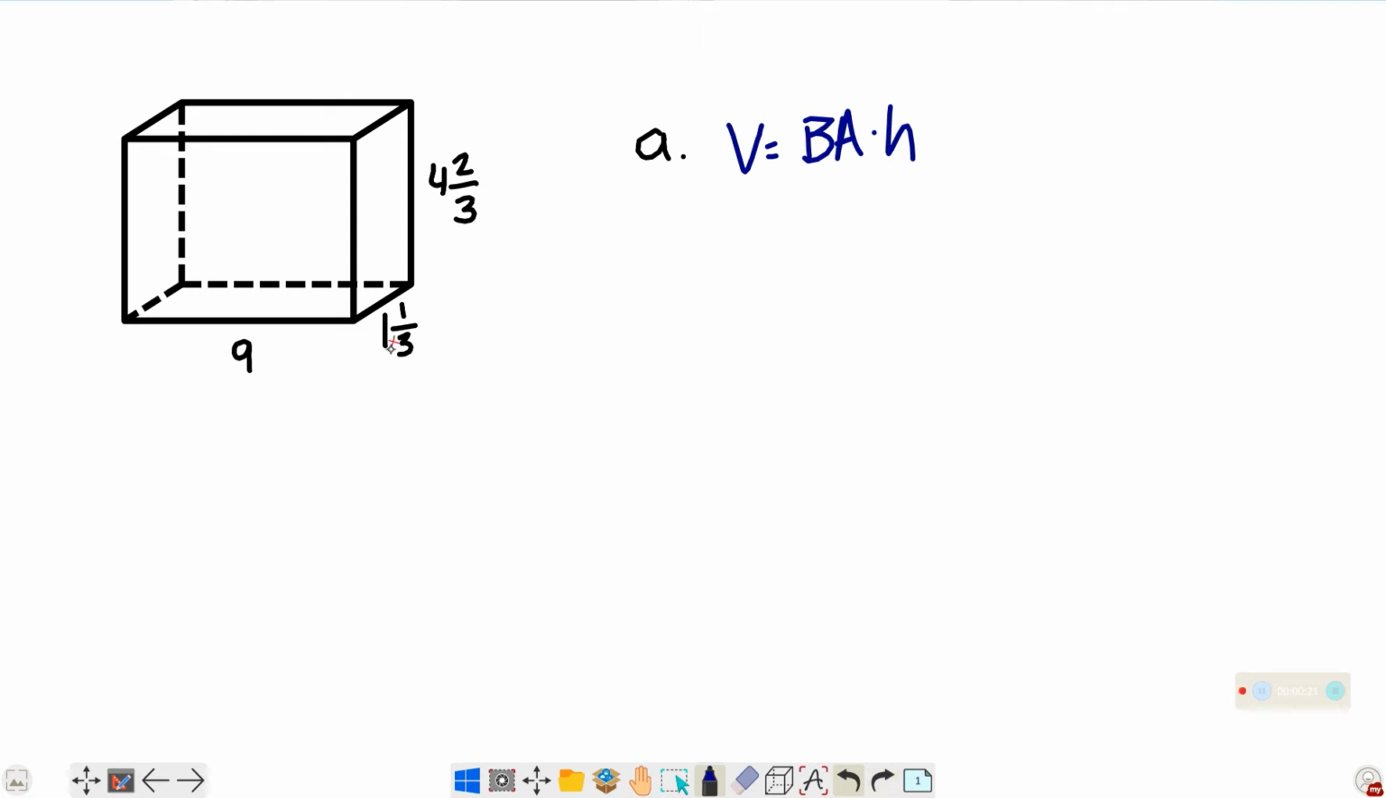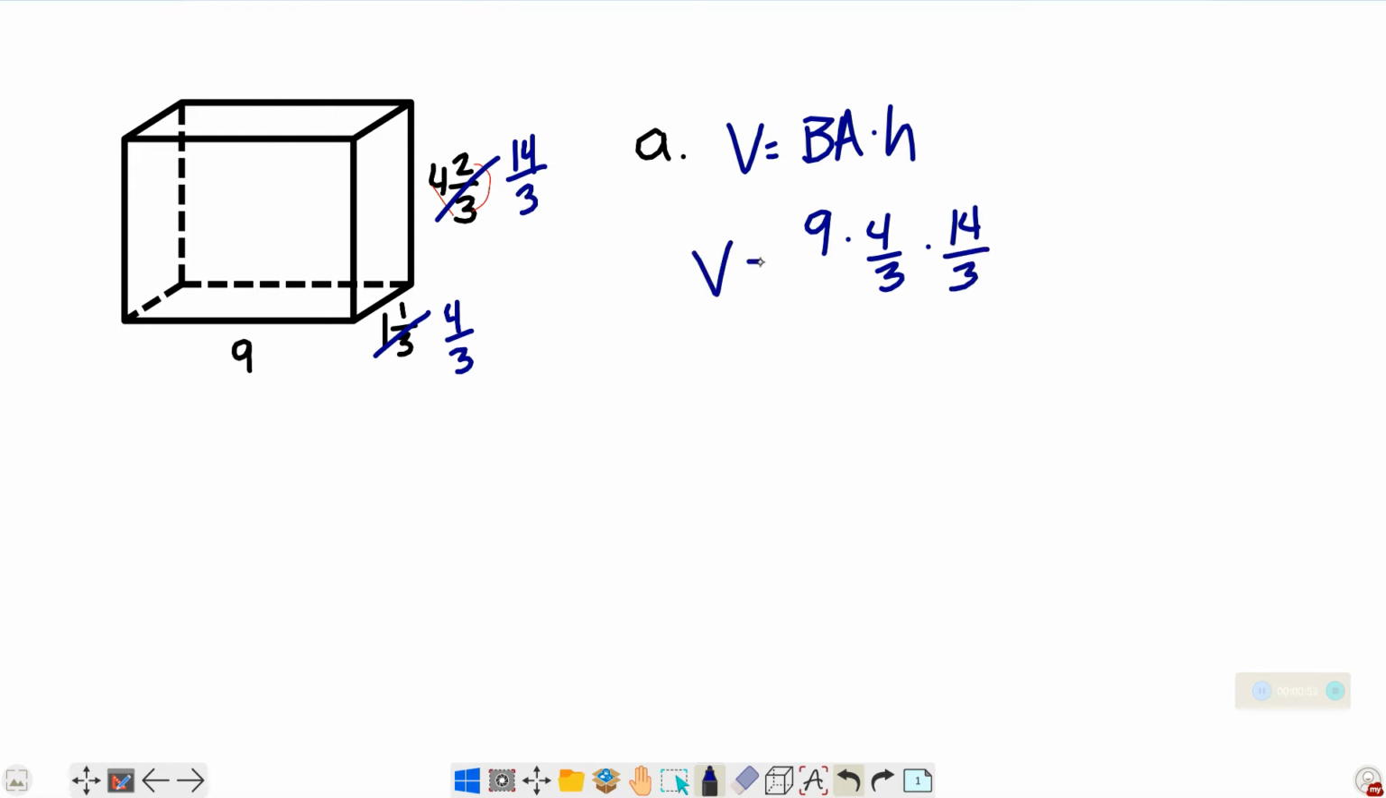1 times 3 is 3, plus 1 is 4. So we now have this as 4/3. So the base area is 9 times 4/3. And then we need to multiply by the height. The height, 4 times 3 is 12, plus 2 more is 14. So 14/3.